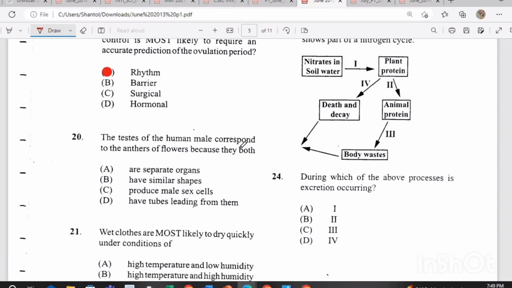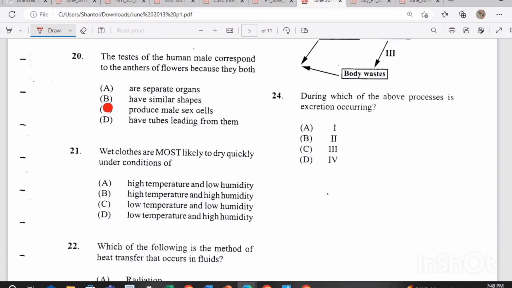Question 20. The testes of the human male correspond to the anthers of flowers because they both, C, produce male sex cells. Question 21. Wet clothes are most likely to dry quickly under conditions of, is it high temperature and low humidity, high temperature and high humidity, low temperature and low humidity, or low temperature and high humidity? The answer is A, high temperature and low humidity.